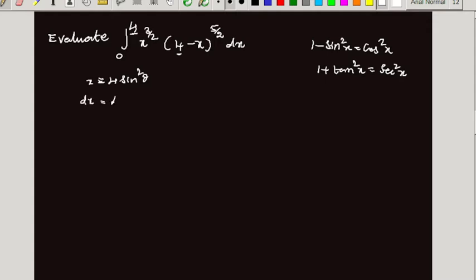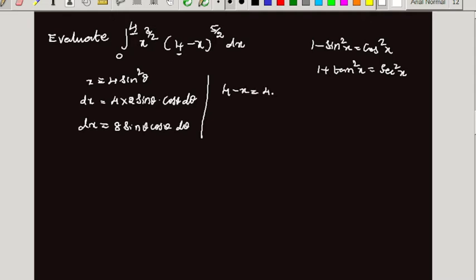dx is 4 times the differentiation, which is 2 times sin theta into cos theta, differentiated with respect to theta. So dx is 8 times sin theta cos theta d theta. Now 4 minus x is 4 minus 4 sin square theta. If we take 4 common, we get 1 minus sin square theta, which is 4 times cos square theta.